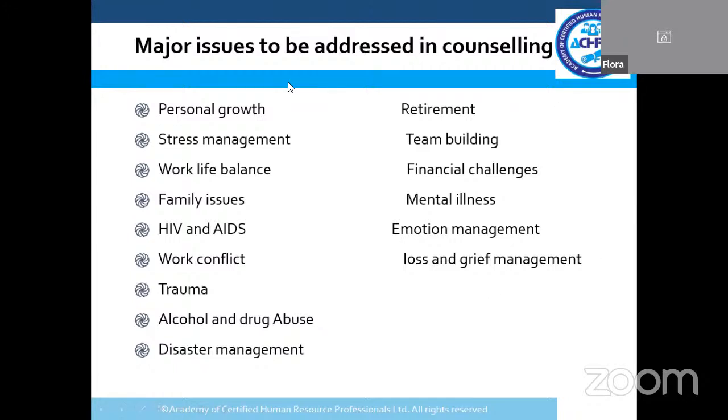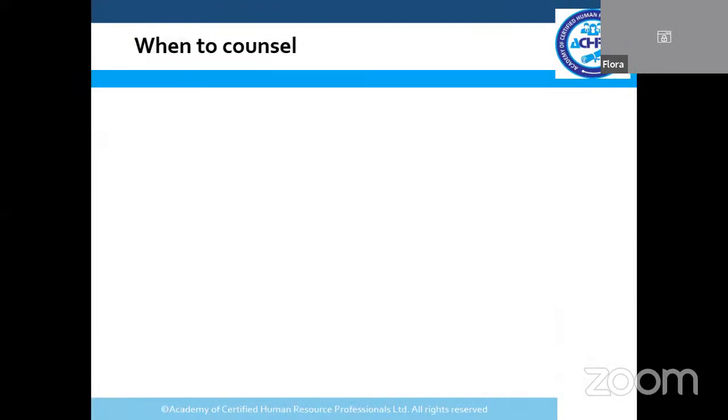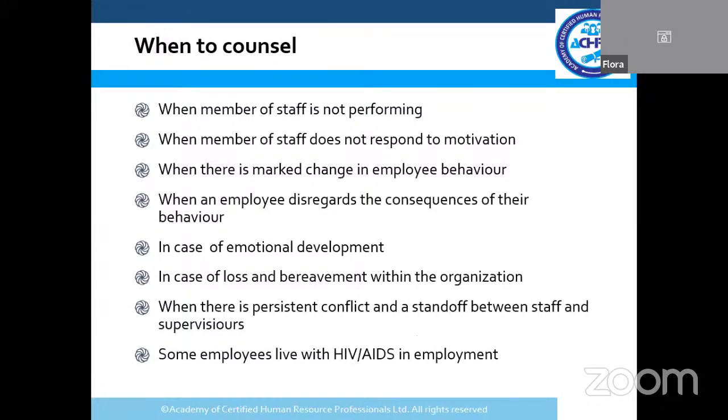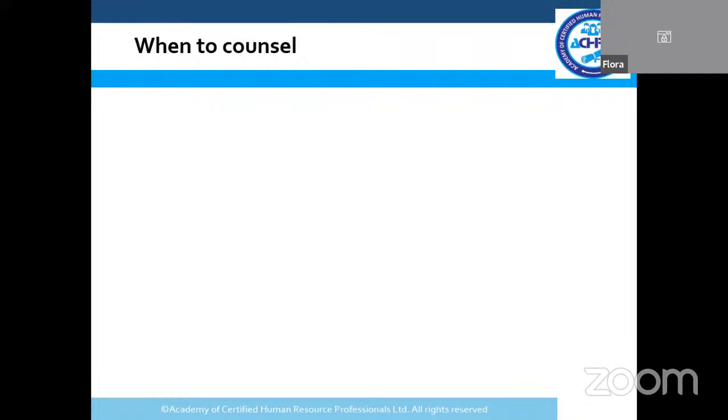There are so many issues which clients go through or which we address, but we need to be able to understand this. How are we going to assist our staff? I told you, not necessarily that you must have gone through this, but you try to imagine, you try to wear the client's shoes so that you assist them. When do we counsel? By the way, when do we need to do counseling to our clients?